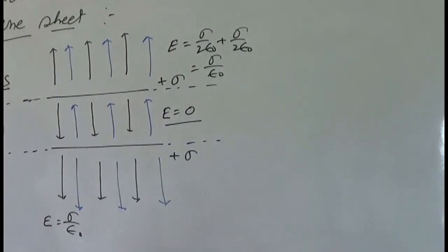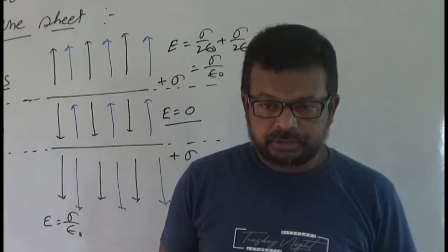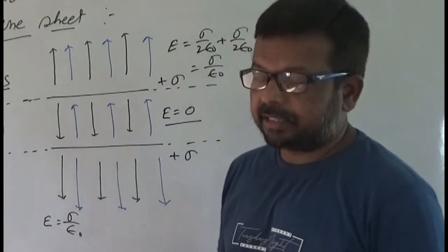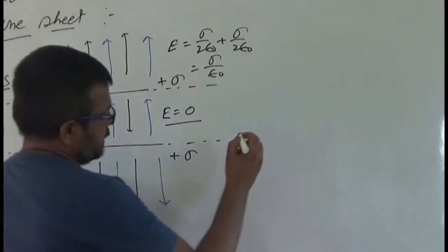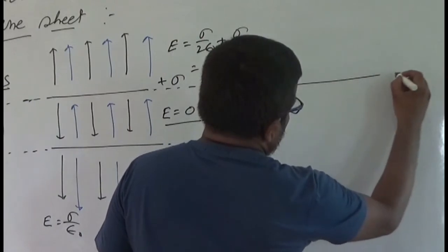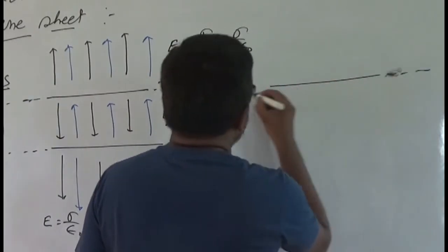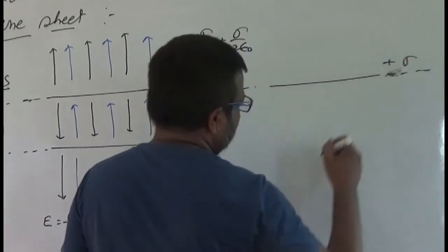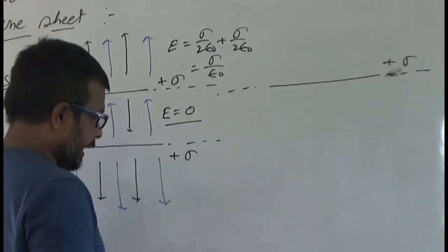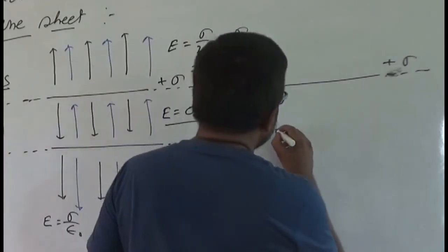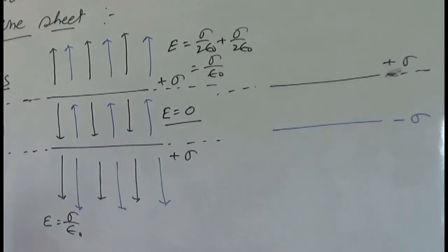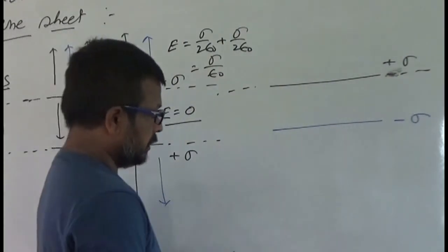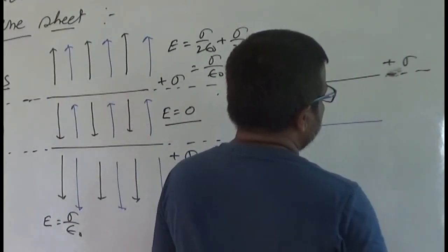Another problem. Actually, this second problem will be used in further study. Let us say this is an infinite plane sheet charged with plus sigma, and we take another plane sheet which is charged with minus sigma. This is a negatively charged infinite plane sheet.